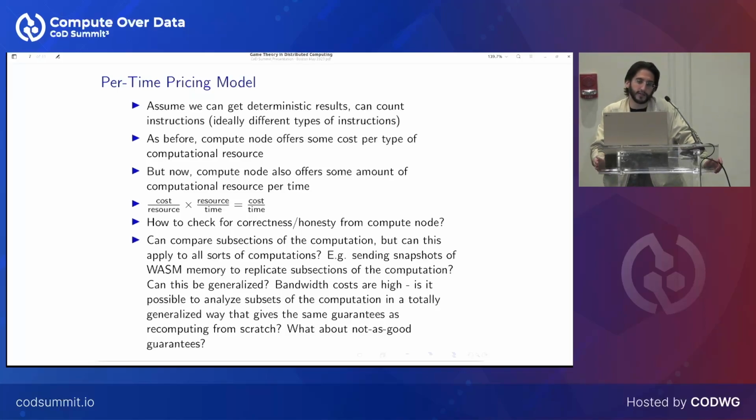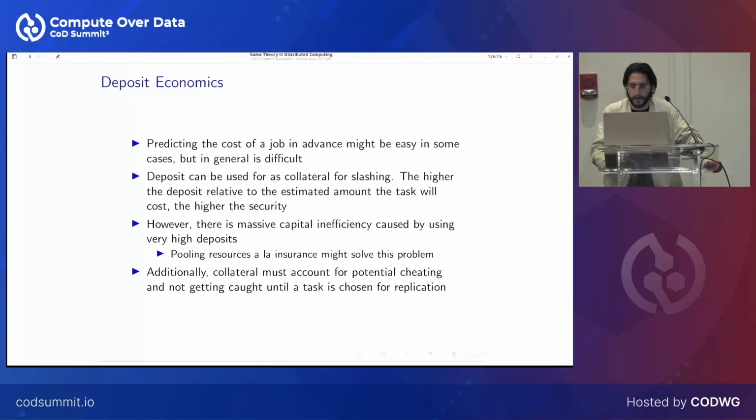There are people working on it. To the extent of my knowledge, that's not totally doable, but maybe we'll find a way to do it in the future. And then, of course, what about not as good guarantees? What if you don't have the same security guarantees, but you have some decent security guarantees? There's a trade-off in there, and that's kind of a theme in general in the game theory industry. In verification via replication, there's always trade-offs, right? The more you're willing to pay, the more security you're going to have.